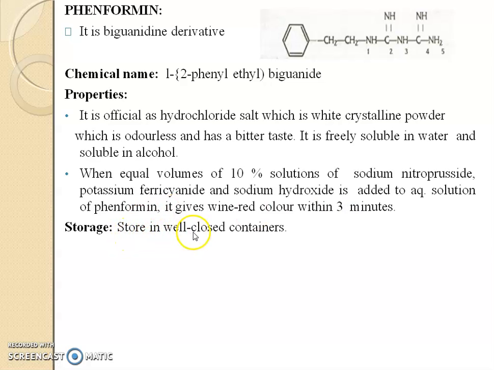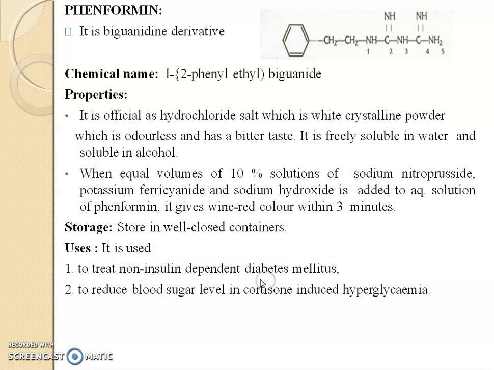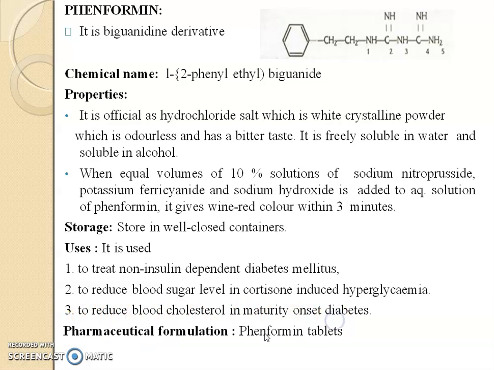Storage: store in a well-closed container. Uses: it is used to treat non-insulin dependent diabetes mellitus, to reduce blood sugar level in cortisone-induced hyperglycemia, and to reduce blood cholesterol in maturity onset diabetes. Pharmaceutical formulation: phenformin tablets, brand names Sucranase and Dislim.